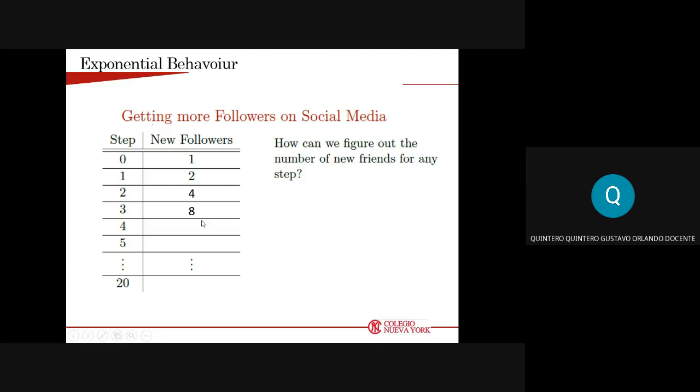All right. Again, if we expand this idea to get the next number, we can see that all we need to do is multiply the previous one times 2. So the next one will be 16, right? 16 followers in step 4. How about step 5? Everybody in the chat, please.